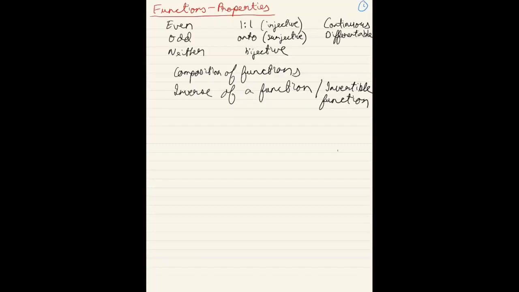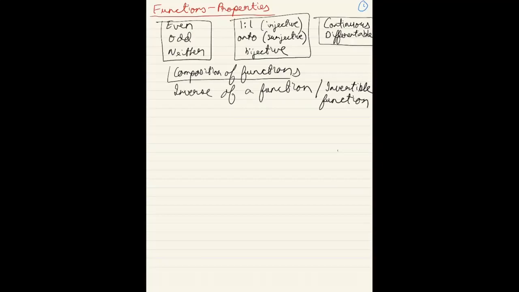In today's module, we will be talking about some basic properties of functions. We will be talking about what it means for a function to be even, odd, or neither of these two. We will be talking about what it means for a function to be 1:1, onto, or bijective. What does it mean for a function to be continuous or differentiable?